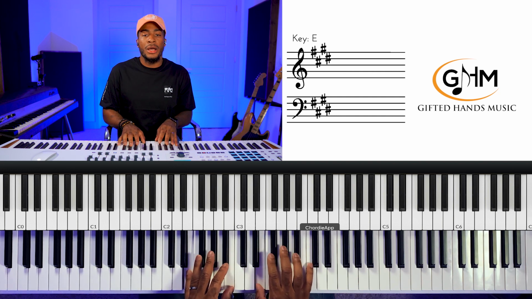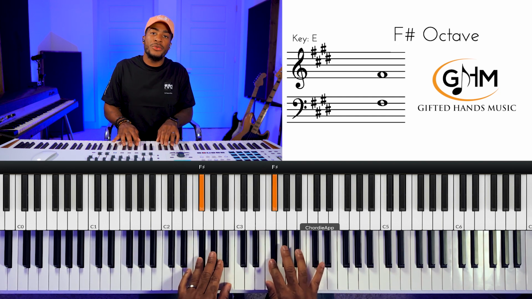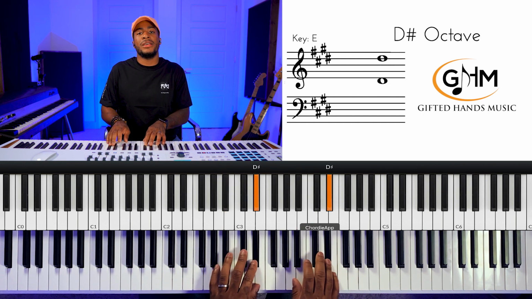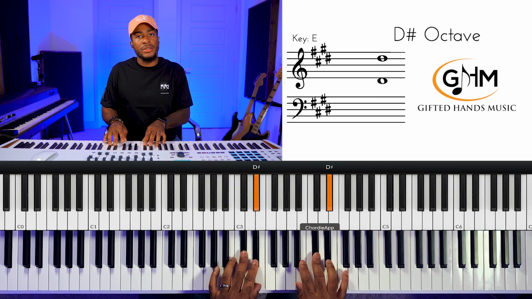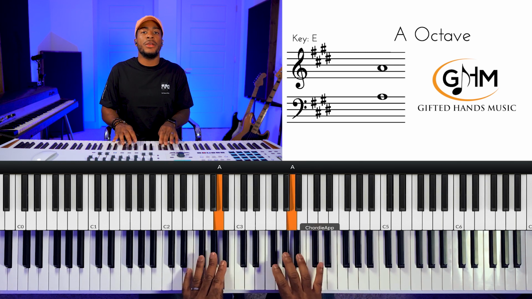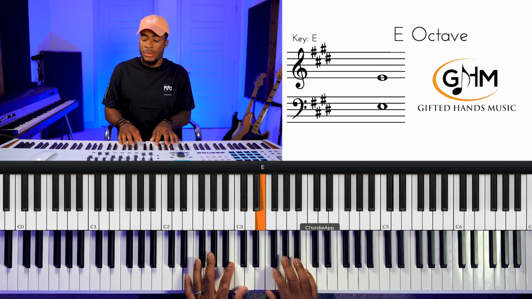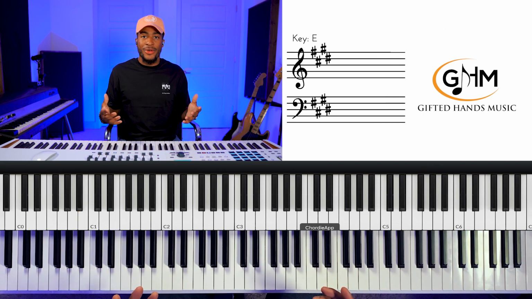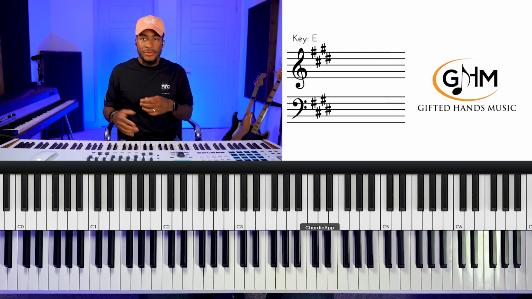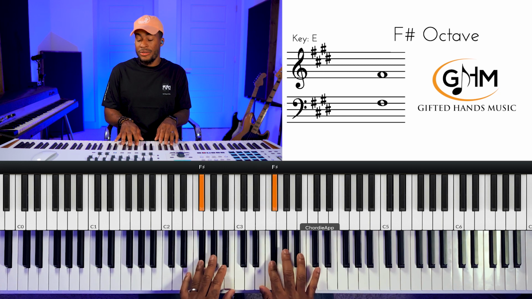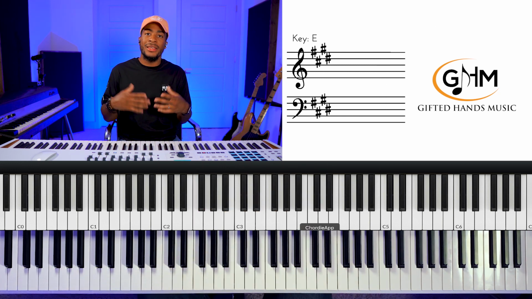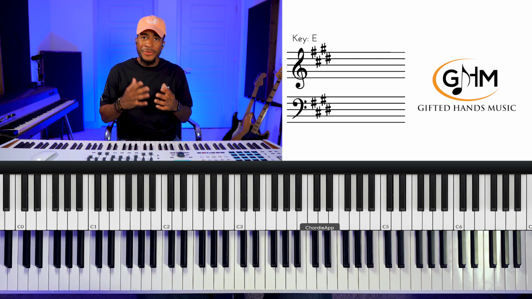So the E major scale is 1, 2, 3, 4, 5, 6, 7, 1, 7, 6, 5, 4, 3, 2, 1. All right, so that's our E major scale, right? And all we have is 4 sharps: F sharp, G sharp, C sharp, and D sharp. So 4 sharps in the key of E major. That's the first thing you gotta learn.